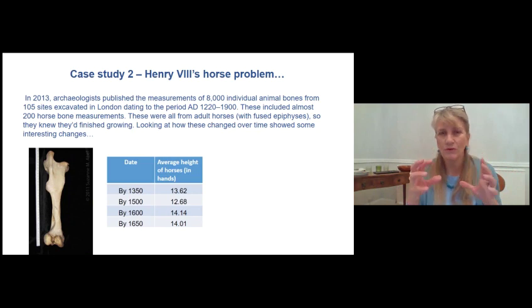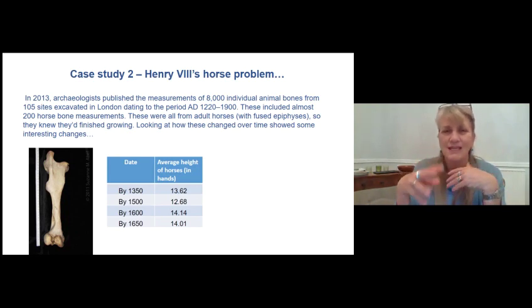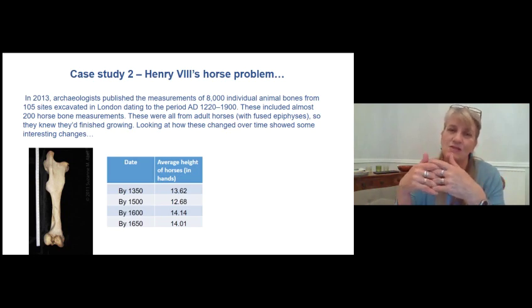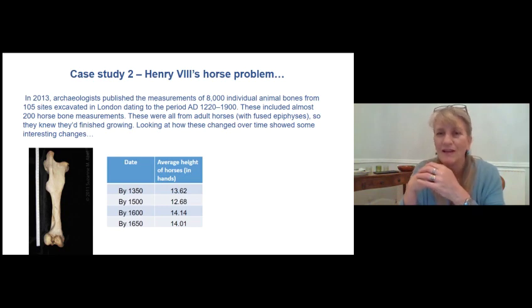And they went through all of these. They're all from datable contexts, so they knew what date they were, and they measured them, and then they broke them down into species and compared them. The initial study was looking at domesticated animals to see whether intensive breeding had changed the size of the domestic animals like cattle and pigs. But then they started to look at the horse bones, of which there were more than a couple of hundred. They looked at the ones which were adult, so those epiphyses, those bits on the end of the bones which come detached. You remember we looked at that with the sheep femur earlier.